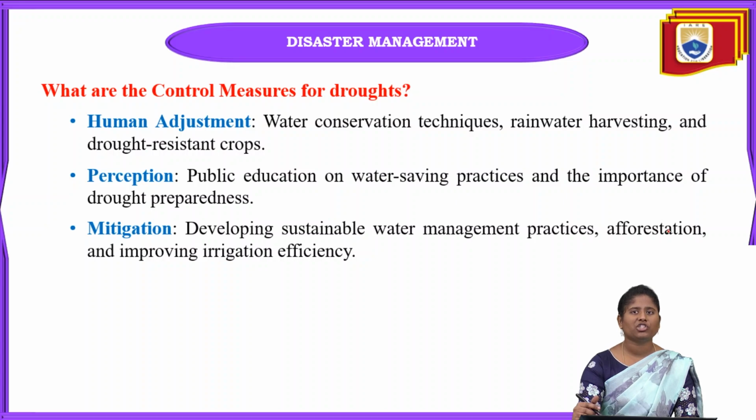Next one is mitigation. How are we going to mitigate these droughts? We have to develop sustainable water management practices, and we can go for afforestation or reforestation, so that can improve irrigation efficiency also. If irrigation efficiency is improved and droughts happen, they will not have very much impact towards the economic loss of our country. We have to know about these water management practices. Afforestation can be done, so some mitigation of droughts can be achieved.